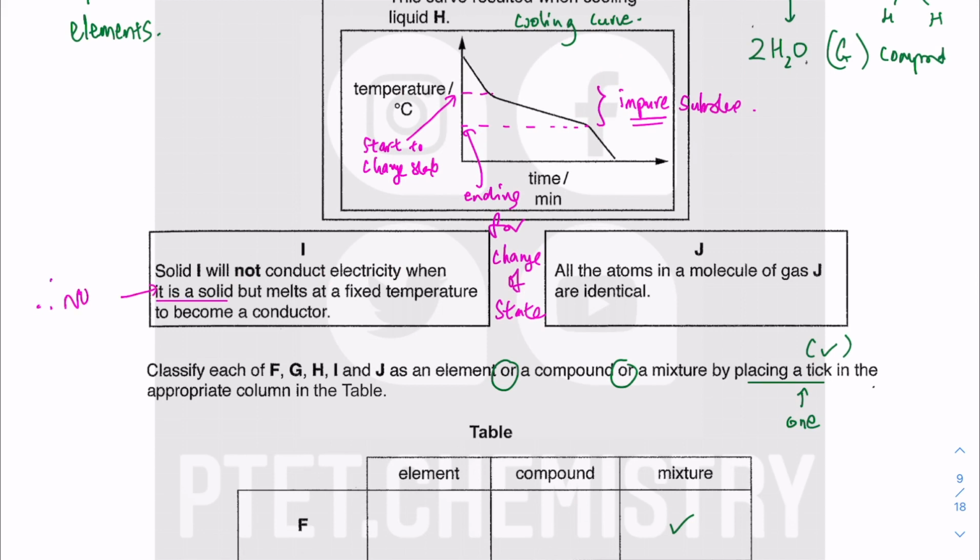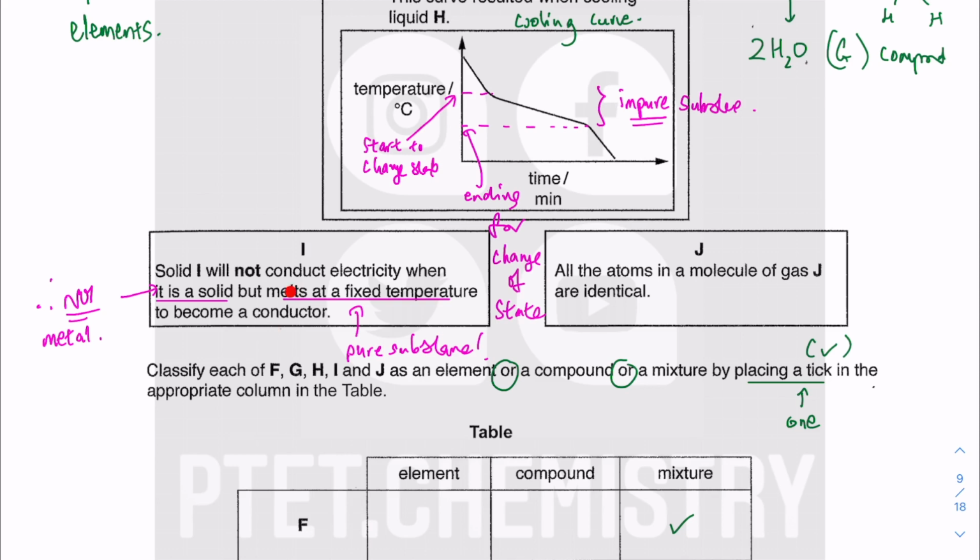Therefore this is not metal. We cannot say that it's ionic or something. We know it's not metal because metals conduct when solid. Second information, it melts at a fixed temperature, so it is a pure substance. It cannot be a mixture. It cannot be an element because it's not metal.